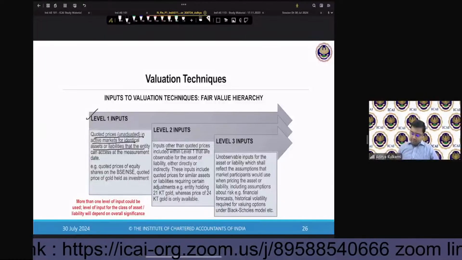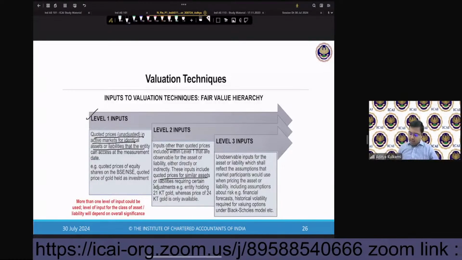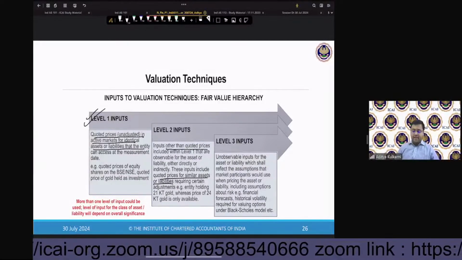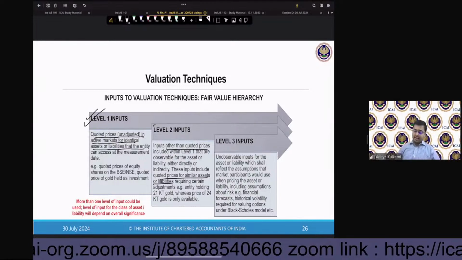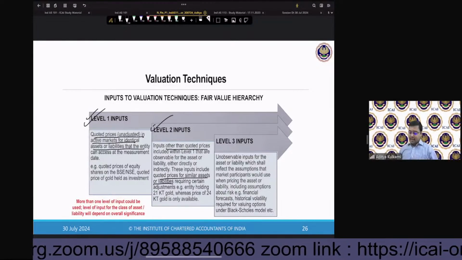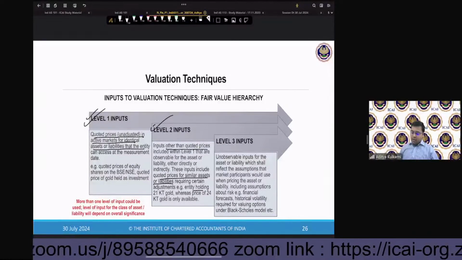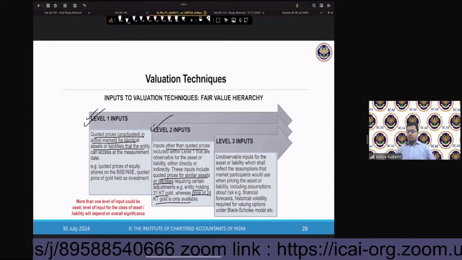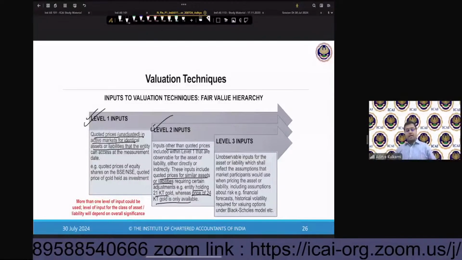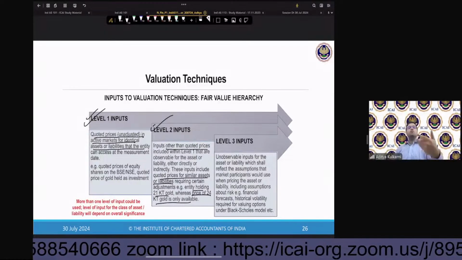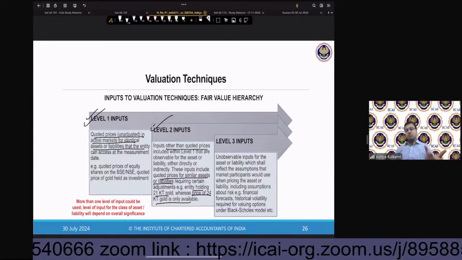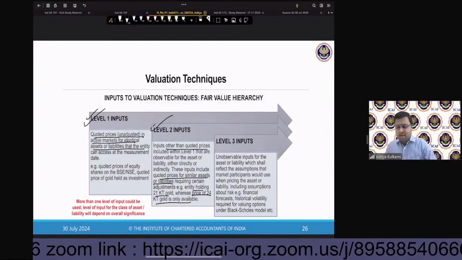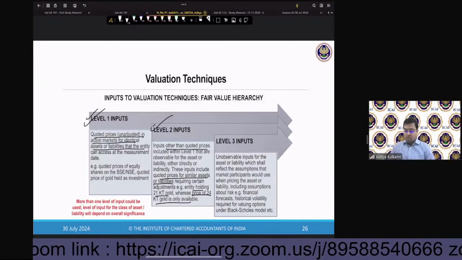So these include quoted prices for similar assets or liabilities. In level one case, identical assets and liabilities. Level two, it is similar assets and liabilities. For example, entity holding 21 karat gold, whereas price of 24 karat only is available. So how are you going to do? Well, you take the 24 karat and then you do simple calculation to arrive at 21 karat gold. Are we okay with this? Yes. Any doubts? No doubts.